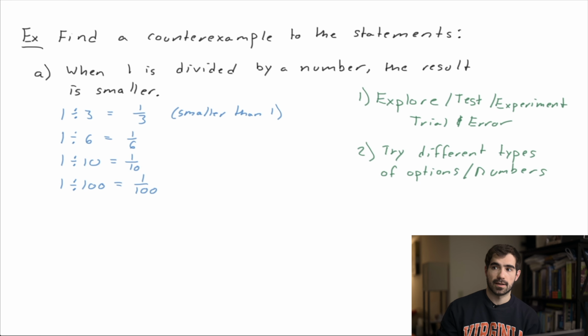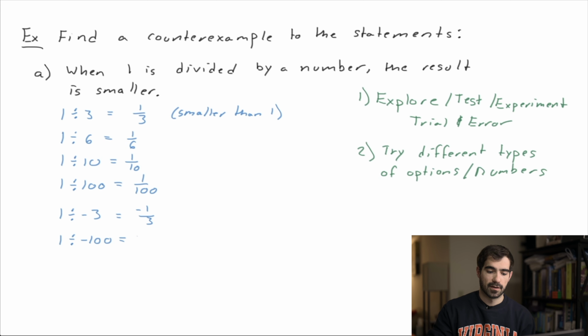So if we've tried all positive whole numbers, maybe it would break if there were negative numbers. Maybe we do 1 divided by -3, and that would be -1/3. Okay, well, that's also smaller than 1. Maybe we try 1 divided by -100, and that gives -1/100. Also smaller than 1. So our first attempt didn't quite work, but that's okay. We can keep experimenting and iterating and trying different options from there as well.